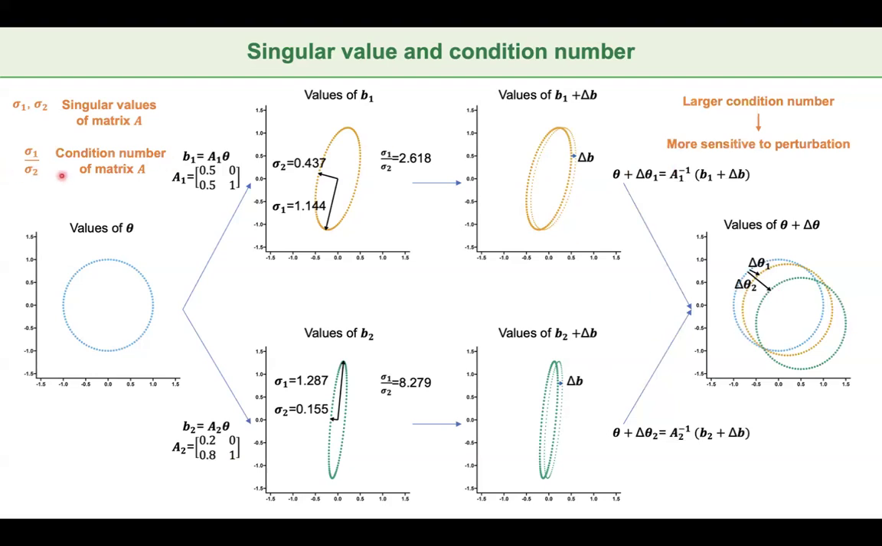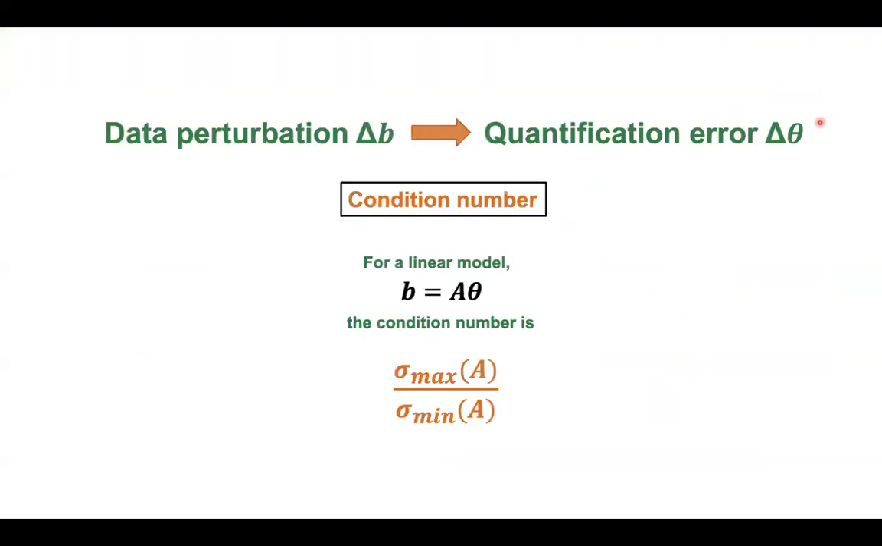In math, the sigma 1 to sigma 2 ratio is called the condition number for the corresponding A matrix. The A matrix with larger condition number is more sensitive to perturbation and tends to have larger quantification error. And we can use this idea in our linear model. That is, we can use the condition number of the A matrix to measure the impact of data perturbation delta B on quantification error delta theta.